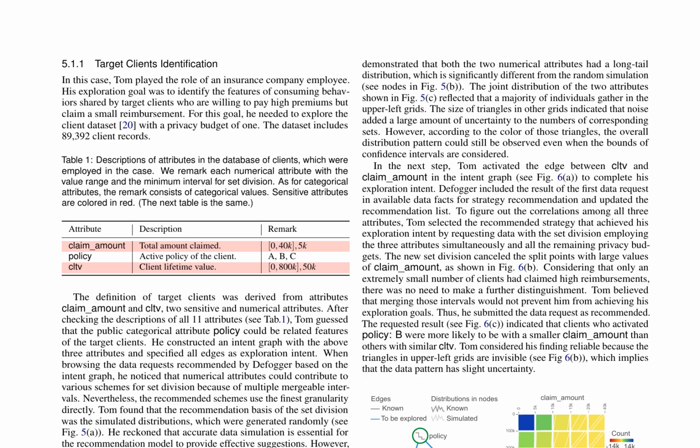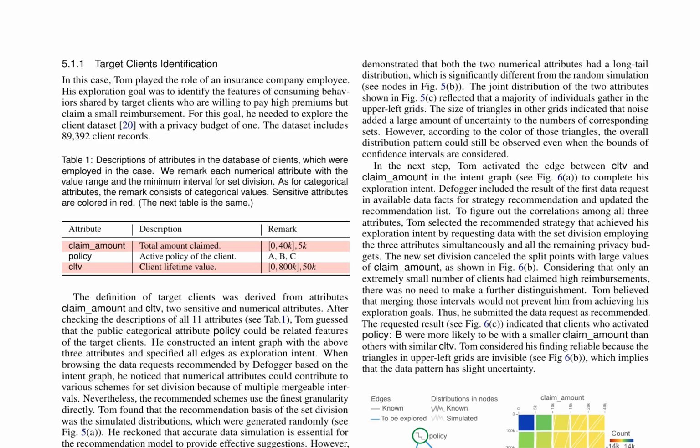The study begins by constructing an intent graph that specifies the exploration goals. The graph includes attributes such as claim_amount, CLTV, customer lifetime value, and policy type, which are interconnected to form a complex network. To initiate the exploration process, the authors manually declare data requests with specified privacy budgets. These requests are then submitted for analysis, and the results guide further refinement of the exploration intent.